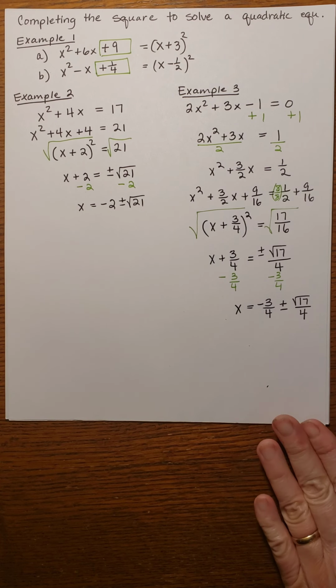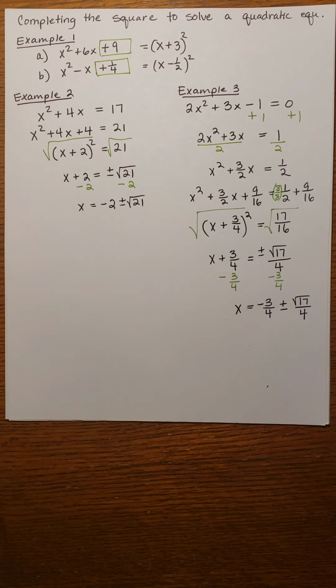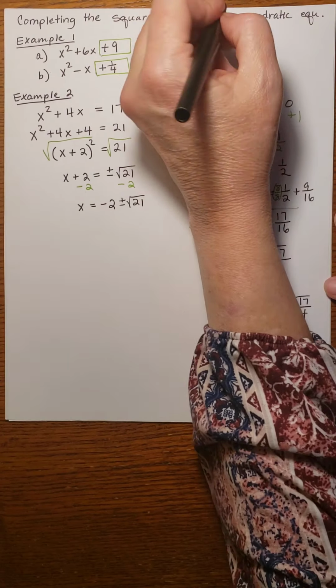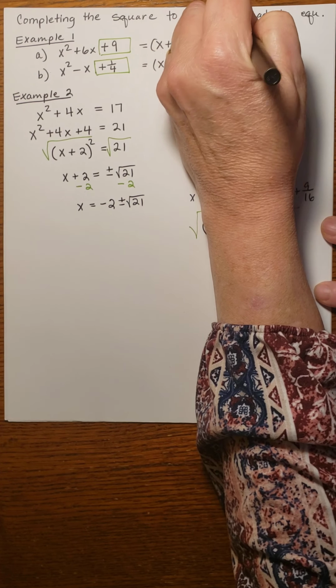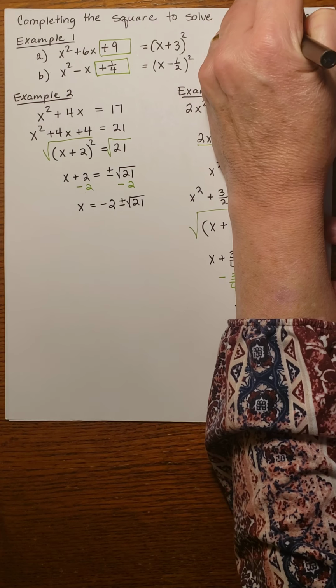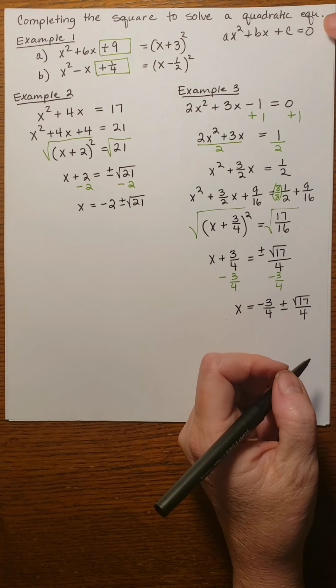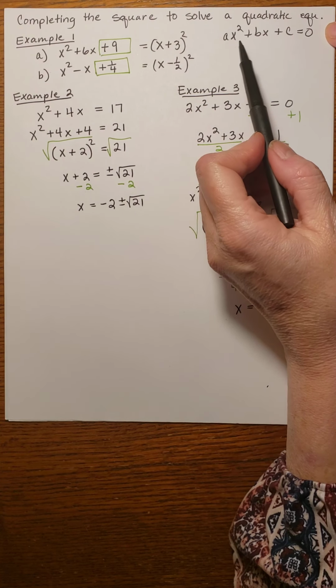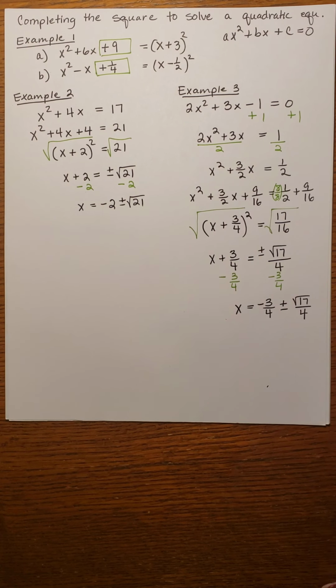By the way, this method is how we get the quadratic formula. And when we're doing that, we're using the form ax squared plus bx plus c equals 0. And we just go ahead and carry the constants through the process of completing the square, and then you end up with your formula.